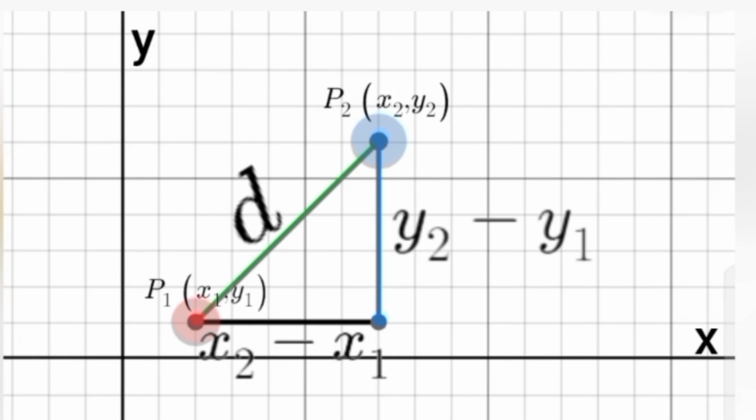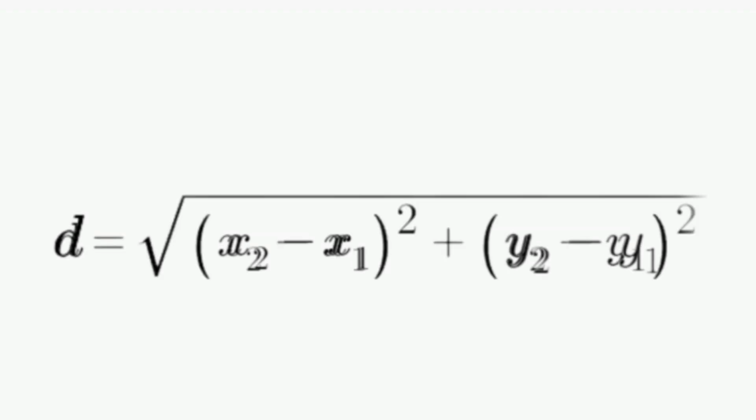a right triangle with d as the hypotenuse, and the shorter legs are x2 minus x1 and y2 minus y1. Using the Pythagorean theorem, we can have the distance as d equals the square root of quantity x2 minus x1 squared plus quantity y2 minus y1 squared. That's how distance between 2 points in a Cartesian plane is derived.